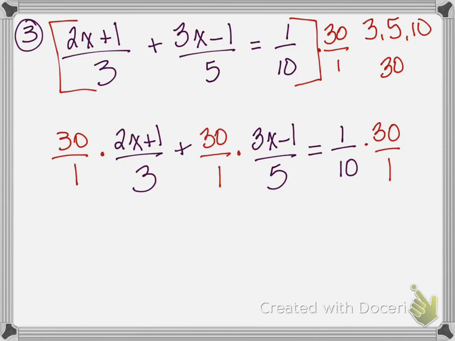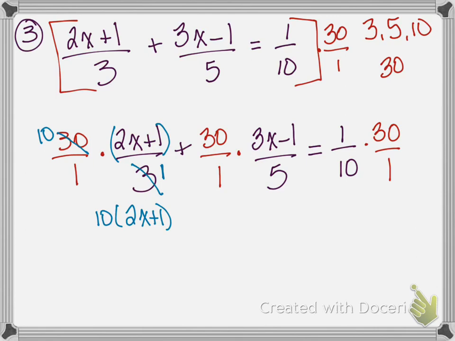Okay? So 3 goes into 3 one time. 3 goes into 30 10 times. This 10 has got to be multiplied by the entire numerator. So now I have 10 times 2x plus 1.